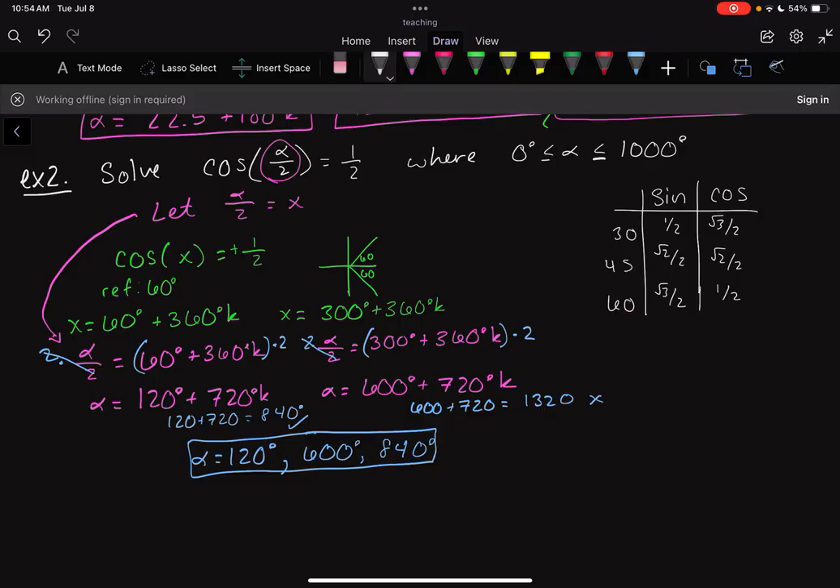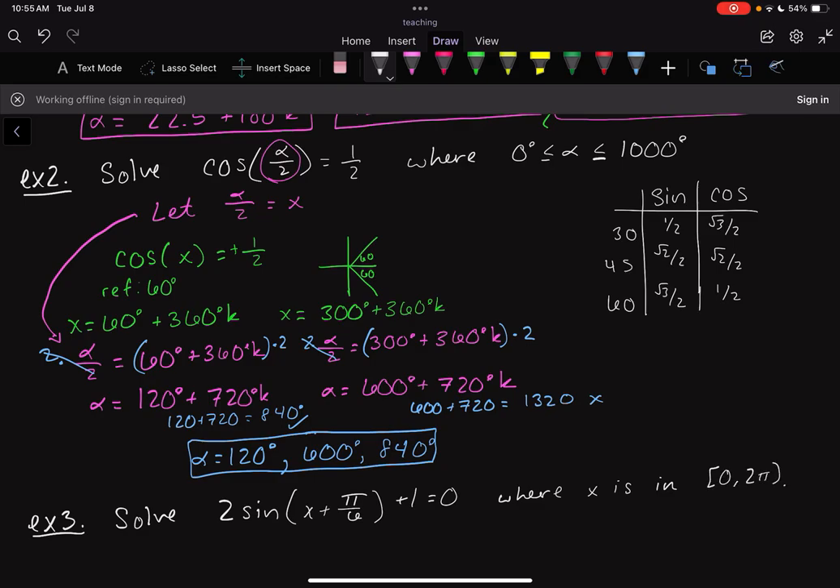All right. Let's go ahead and just keep doing some more. So this one's going to be example 3. And this one says solve 2 sine x plus pi over 6 plus 1 equals 0. And this one says that x is between 0 and 2 pi.